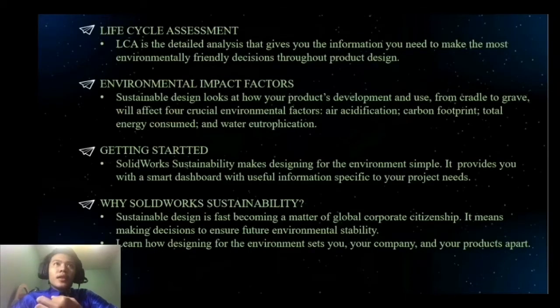Sustainability design is fast becoming a matter of global corporate citizenship. It means making decisions to ensure future environmental stability. Learn how designing for the environment sets you, your company, and your product apart.